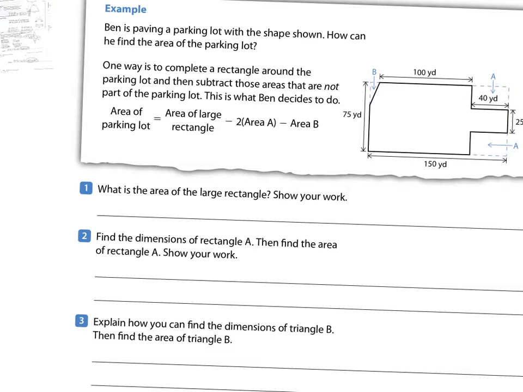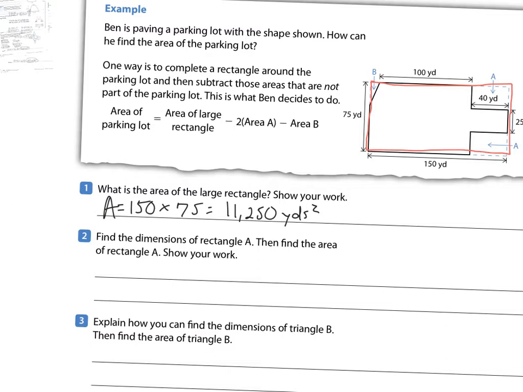Okay, looking at number 1, it says, what is the area of the large rectangle? To find the area of the large rectangle, length times width, the total length, and I will trace that large outside rectangle as best as I can. The length and width, 150 times 75. So the total area of that large rectangle comes out to be 11,250 square yards.